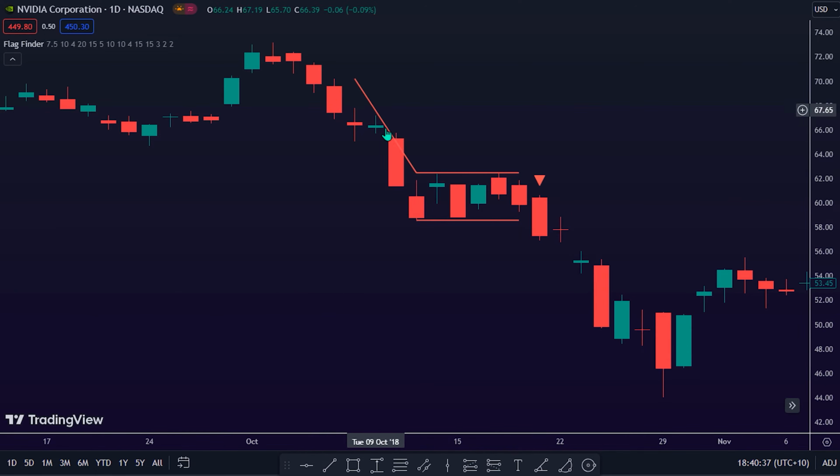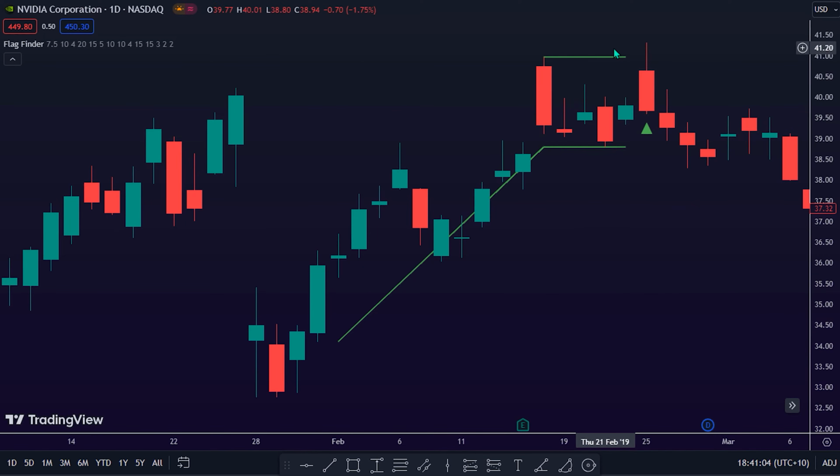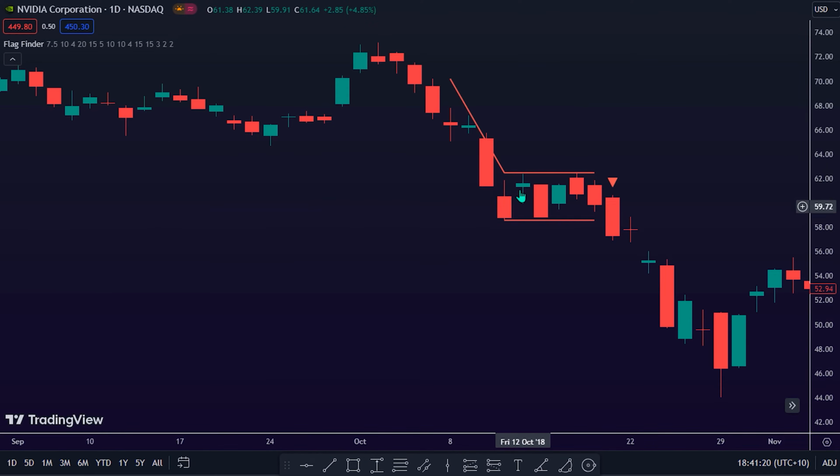The pole is usually a fast move accompanied by heavy volumes, signaling significant buying or selling pressure. The flag is then formed as the price consolidates after the initial surge or decline from the pole. For a bull flag, price will drift slightly downward to sideways, and a bear flag will drift upward to sideways. The best flags often see volume dry up during this phase of the pattern.